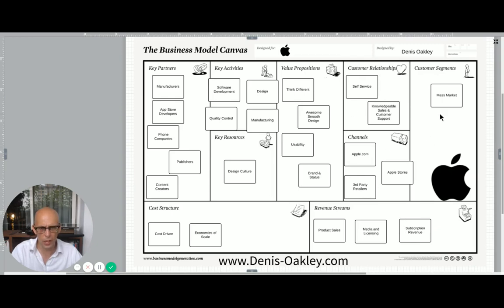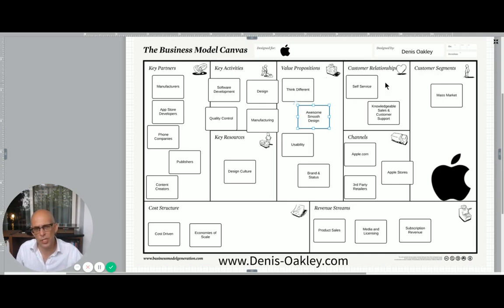So what they offer is a set of products that allow people to say that they think different and give them a high level of brand awareness and status. So if you have an Apple device, you elevate your status amongst your peers. This is delivered through awesomely smooth design and a very strong level of usability. Everything is seamless, put together absolutely wonderfully.